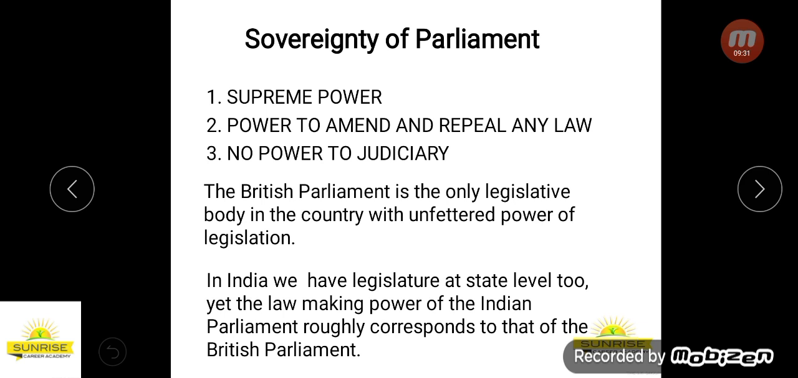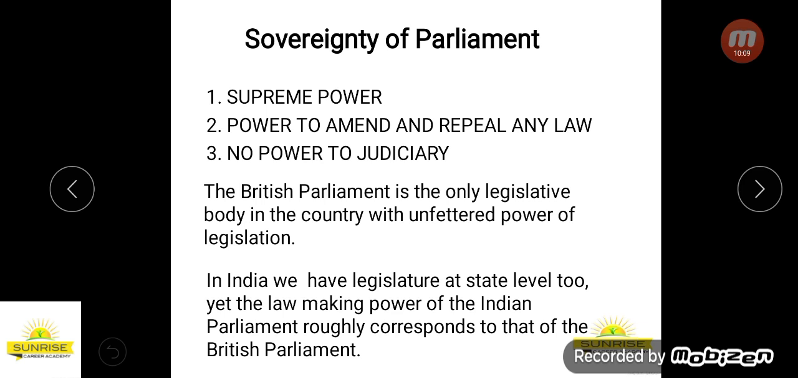A written constitution being absent, this feature is absent in written form. The British Parliament is the only legislative body in the country with unfettered power of legislation. It can make, amend, or repeal any law. I have discussed earlier that the British Parliament is so powerful that the only thing it cannot do is change men into women or women into men. Otherwise it can do anything. It can amend any article, any part of the constitution.